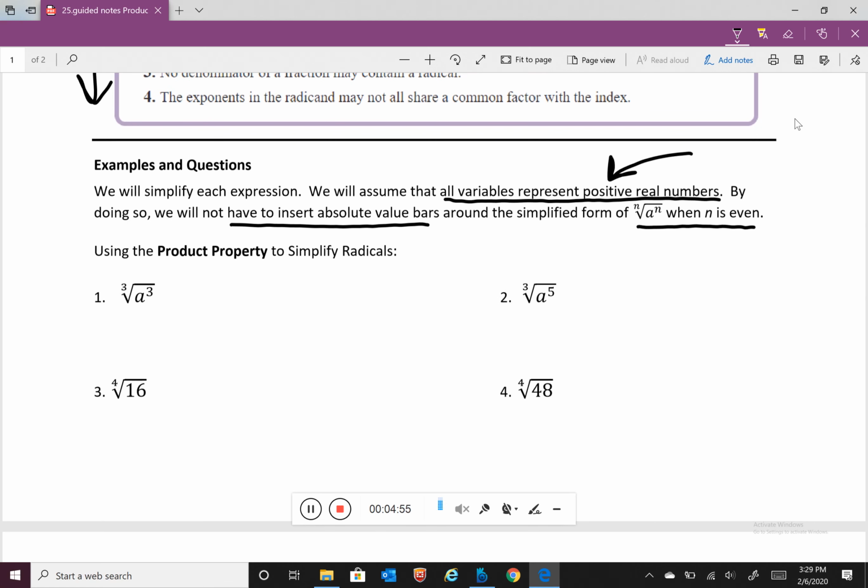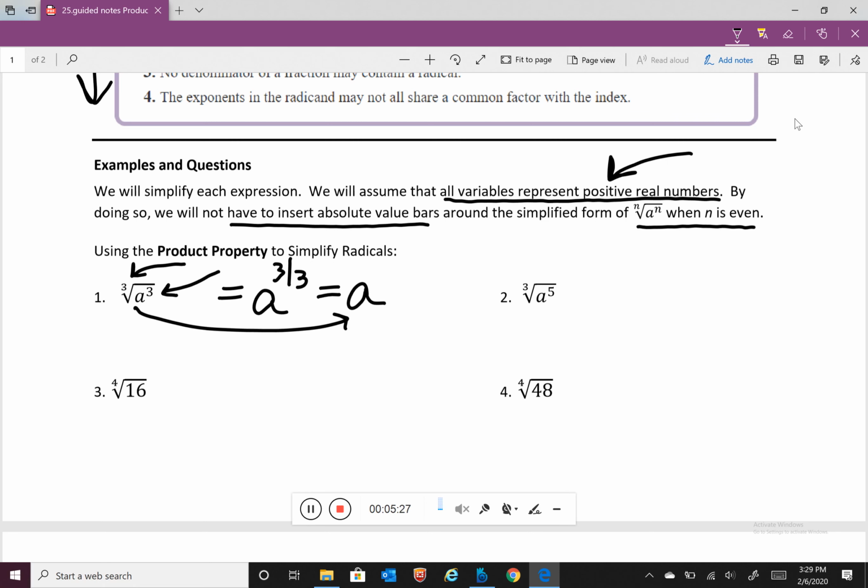So question number 1 is just like what we saw up above. Because our root is 3 and our power is 3. They're going to cancel each other. So this is a to the 3 over 3. The 3's cancel and it leaves us just with a. Done. Now problem number 2 is very similar, but underneath our radical we don't have a cubed, we actually have a to the 5th.